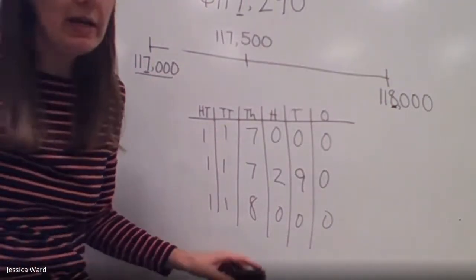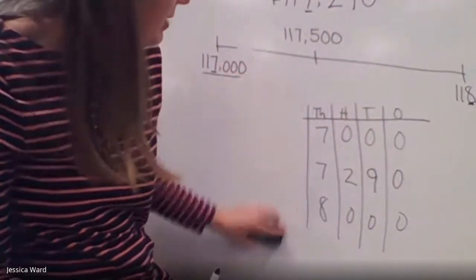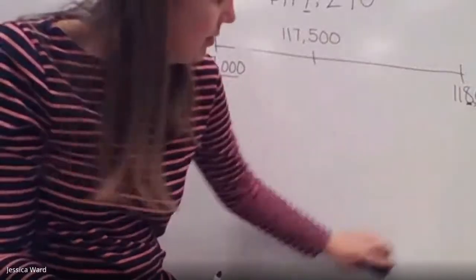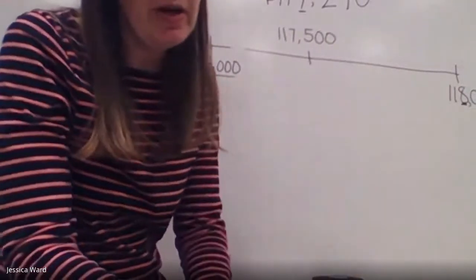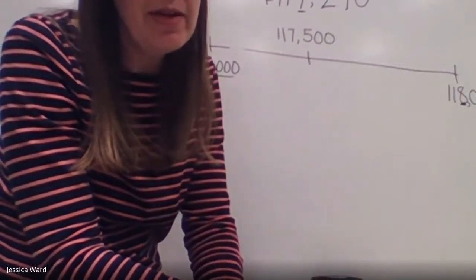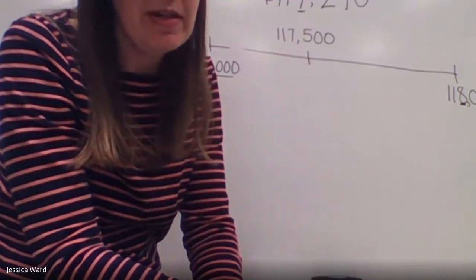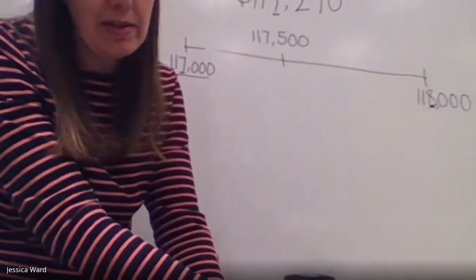So we're going to go ahead and turn the page to page number 39, and we're going to work through some of these problems. We've already solved our problem, but now we're going to work through these. Number 1 says, look at the first model it. Which 10,000 is 117,290 closer to? 110,000 or 120,000?